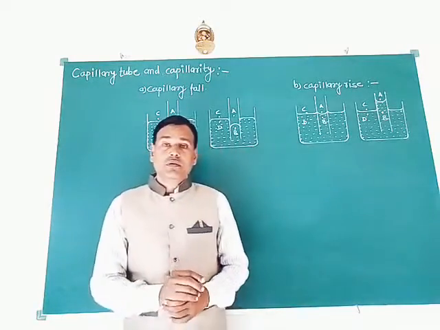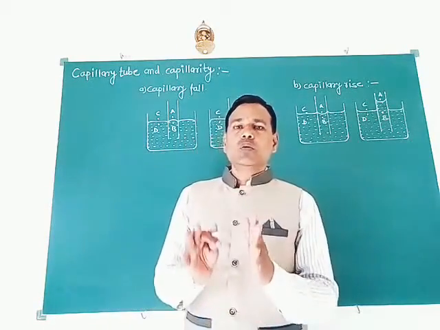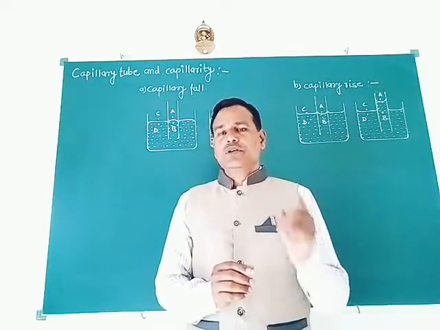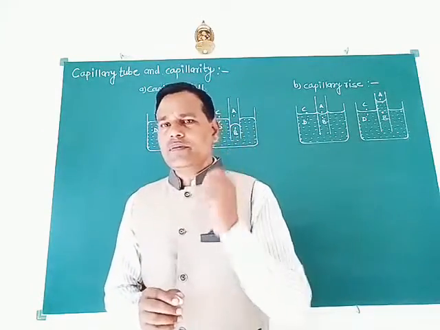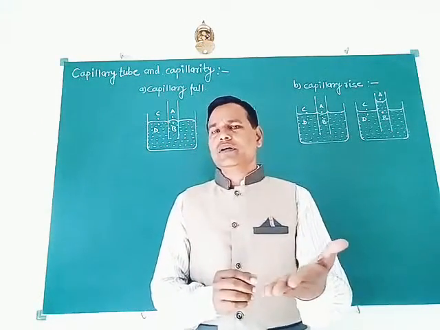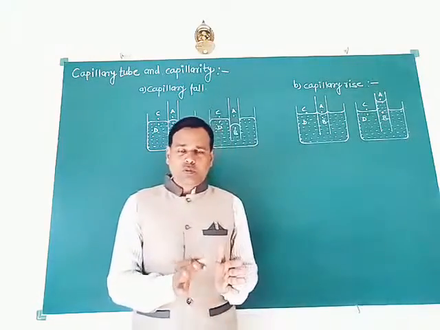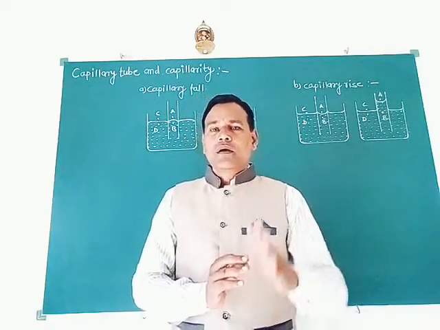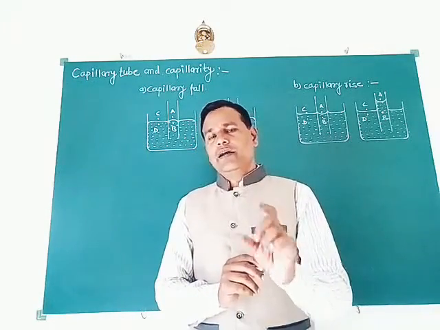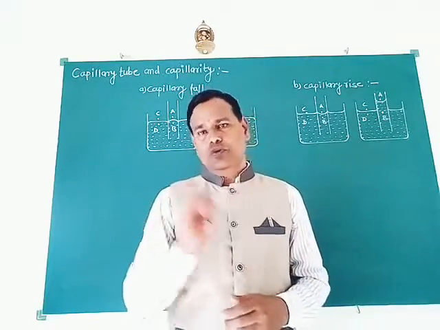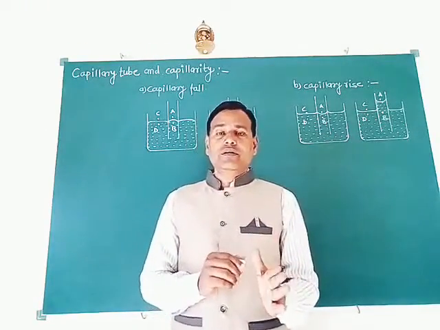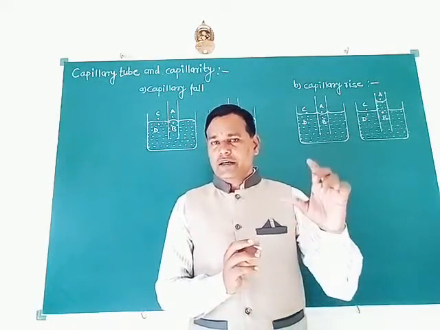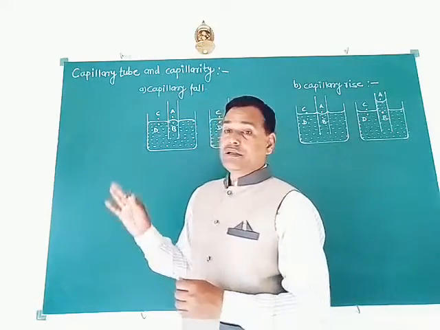So capillary tube is a tube having a bore of very small diameter, or a very fine bore. Fine means very small, about 1 millimeter in diameter, we can say. So the tube having a bore of very small diameter, about 1 millimeter, and open at both ends, is called a capillary tube.